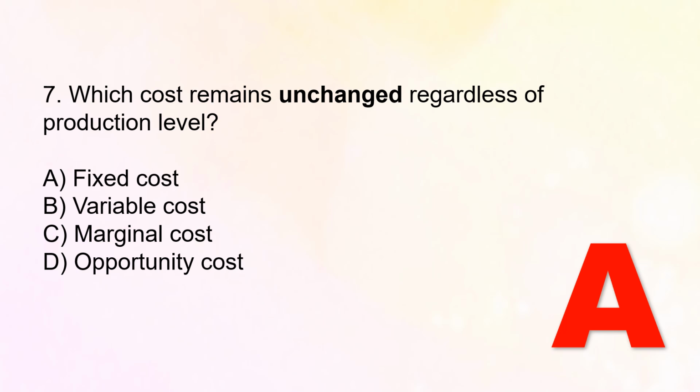For letter B, variable cost, it is incorrect because variable costs change with production, for example, raw materials. For letter C, marginal cost is the additional cost of producing one more unit, so it's not the correct answer. For letter D, opportunity cost is the value of the next best alternative foregone, not a production cost. Only letter A is the best answer.